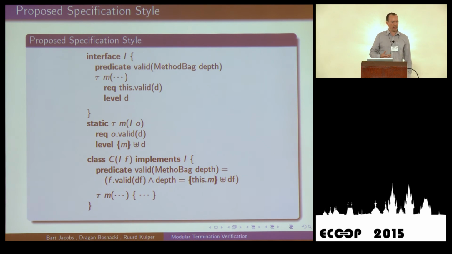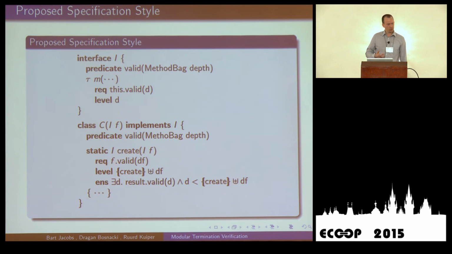So finally, we end up with the proposed specification style of this work. In interfaces, we introduce predicates with a parameter of type method bag. We will use this in the specifications of the methods of the interface as follows. When a method takes an object as an argument, it will require that it's valid, and it will use the depth of that object for its own level. And finally, when we implement a valid predicate for a class that has object references itself, we will compute the depth of the object from the depth of the objects to which it refers. And to do abstract object creation, we have create methods that supply an upper bound on the returned objects.